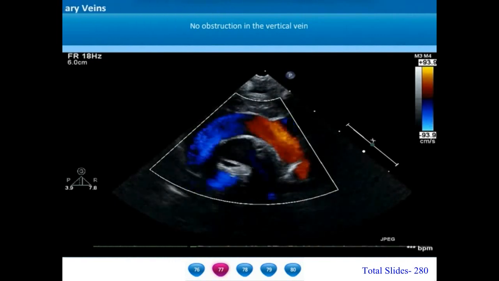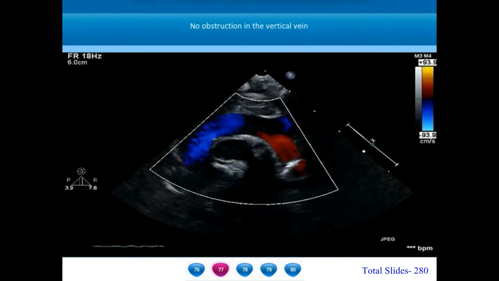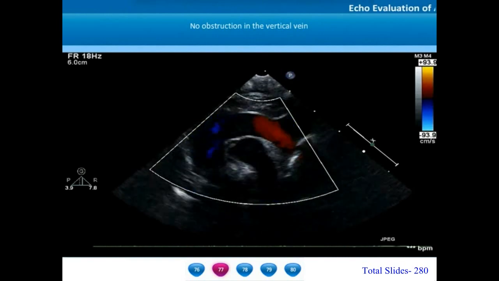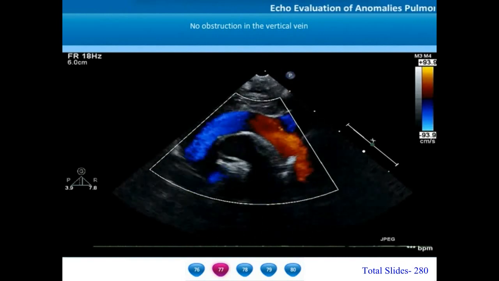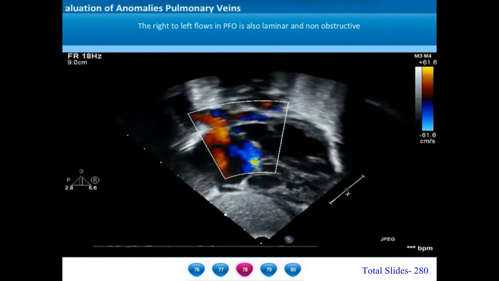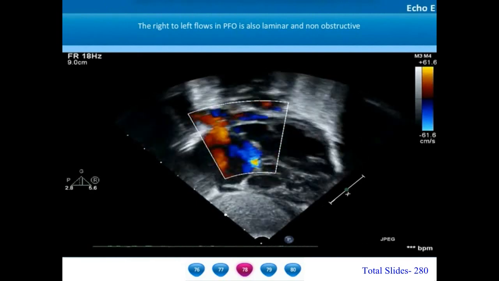From a suprasternal view, we identify that there is no obstruction to the left vertical vein. There is no obstruction in the innominate vein or superior vena cava. Contrary to the previous patient, there is no obstruction at the level of the fossa ovalis in this patient. This subxiphoid view shows a laminar flow from the right atrium into the left atrium, taking a blue color across the foramen ovale.